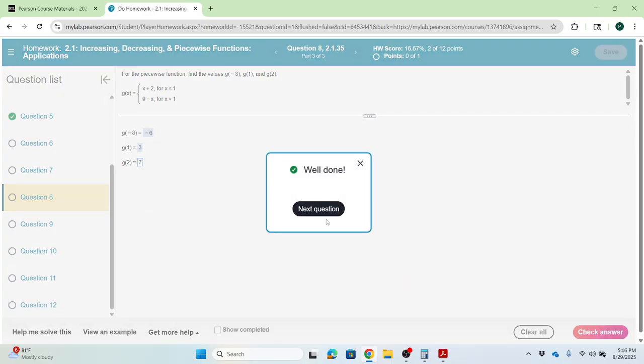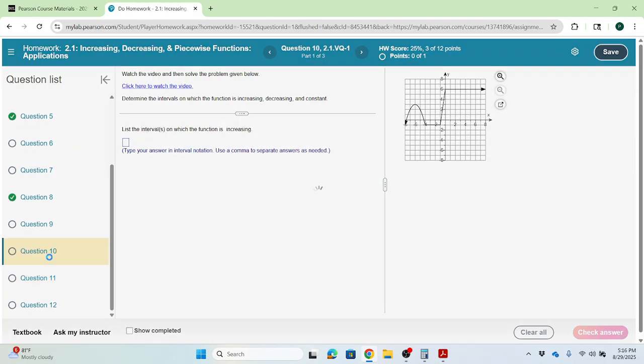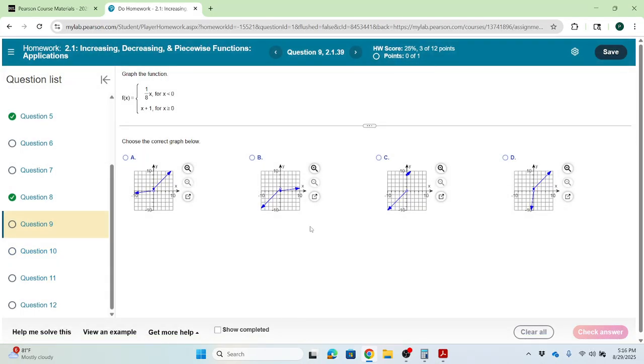Okay, that's how we can work with a piecewise function, and based on the values we can plot the graph of the piecewise function. Okay, that's all for this section.